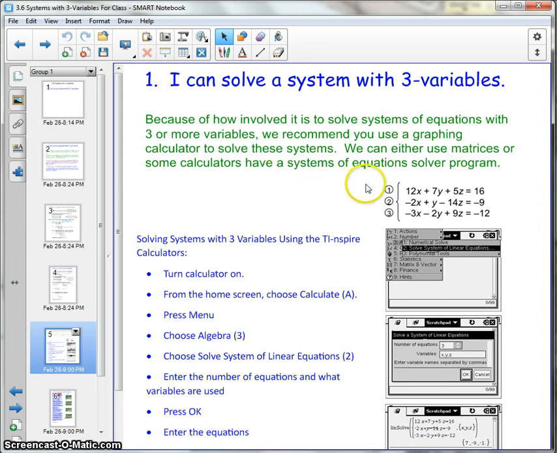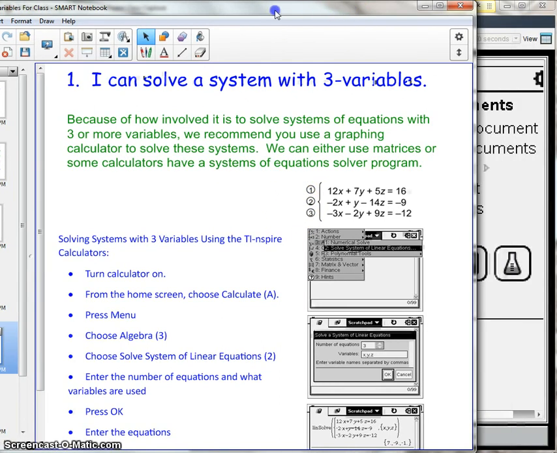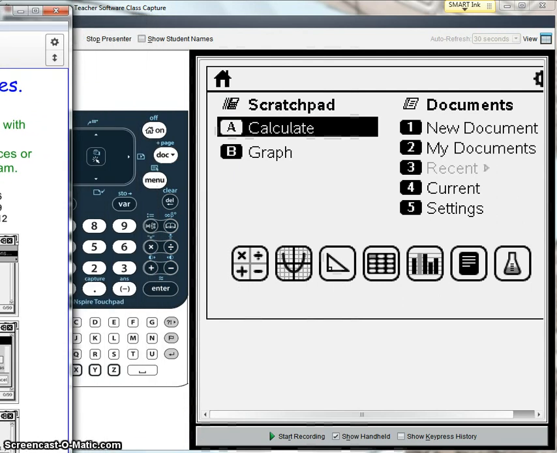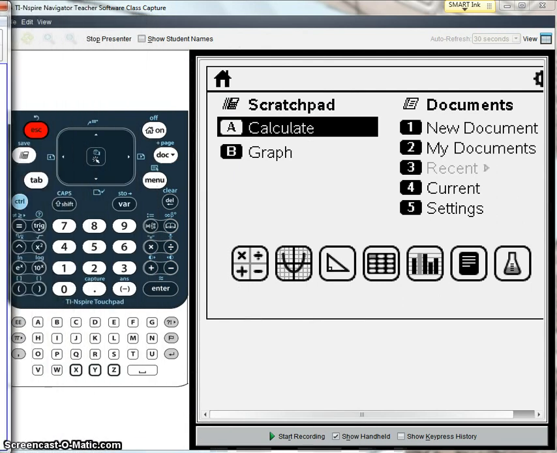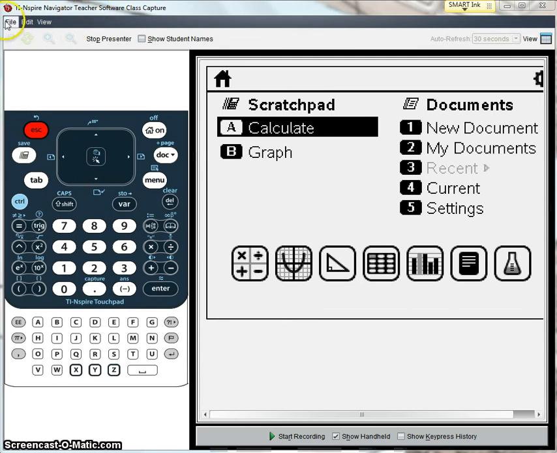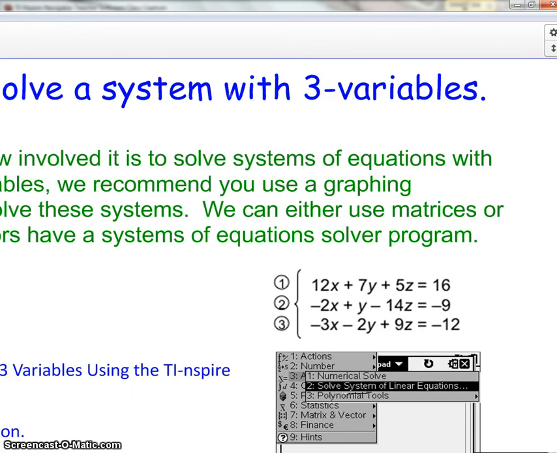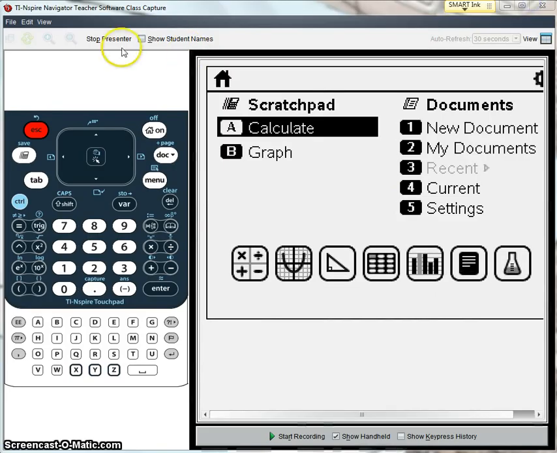If we have these three equations, 1, 2, and 3, we want to solve them using our calculators. So I'm going to take a minute and switch over to our calculator screen. Okay, so now that we're at our calculators, I'm just going to briefly show you the steps. They're in your notes, and then we'll practice some in class when we get there tomorrow.